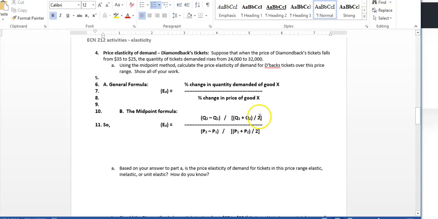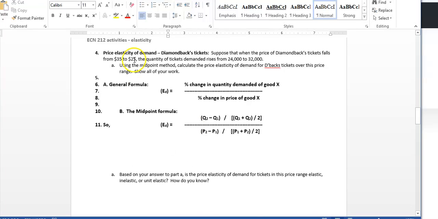So how do we get the average of two numbers? Add them together, divide by 2. So that's kind of why I wrote that out in the formula this way. Okay, so again, divide by the average quantity, and then when you get the percent change in price, divide by the average price. All right, so basically all we have to do for this problem is plug in our numbers, and we'll highlight this in blue. On top, we're going to have Q2 minus Q1. So Q2 is the 32,000, and Q1 is the 24,000.